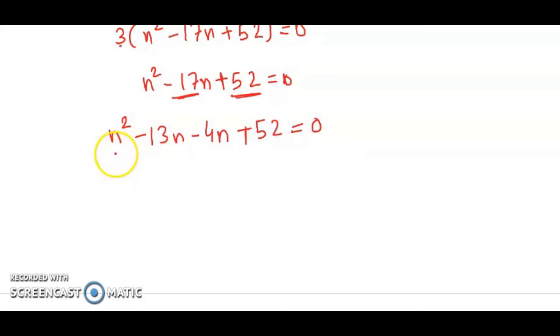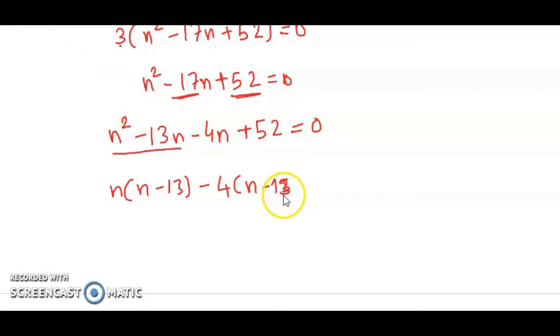From the first pair, if you take n common, then here we get n minus 13, and from the second pair, if you take minus 4 common, into the bracket we get n minus 13, equal to 0. So here we get n minus 13 equal to 0 and n minus 4 equal to 0.